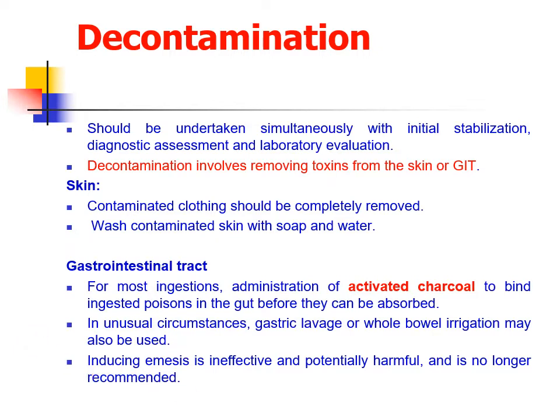Now, how to manage a poisoned patient? Decontamination should be undertaken simultaneously with initial stabilization, diagnostic assessment, and laboratory evaluation. Decontamination means removing toxins from the skin or GIT. Skin: contaminated clothing should be completely removed. Wash contaminated skin with soap and water.